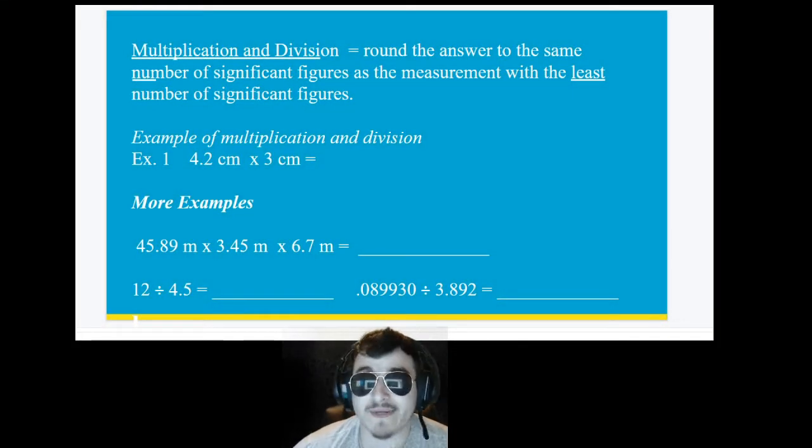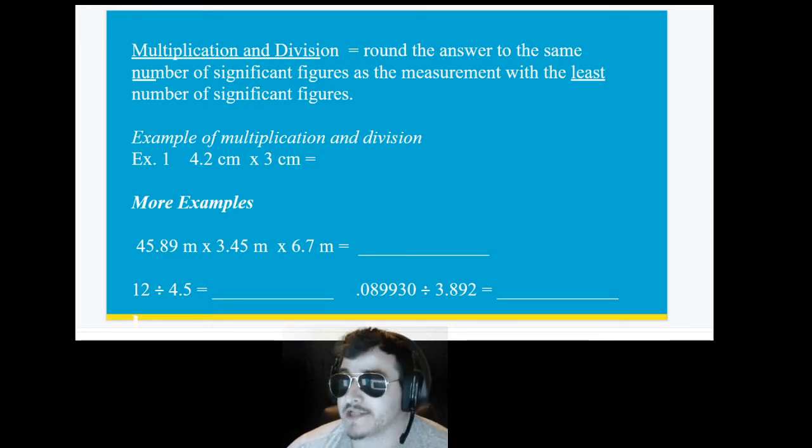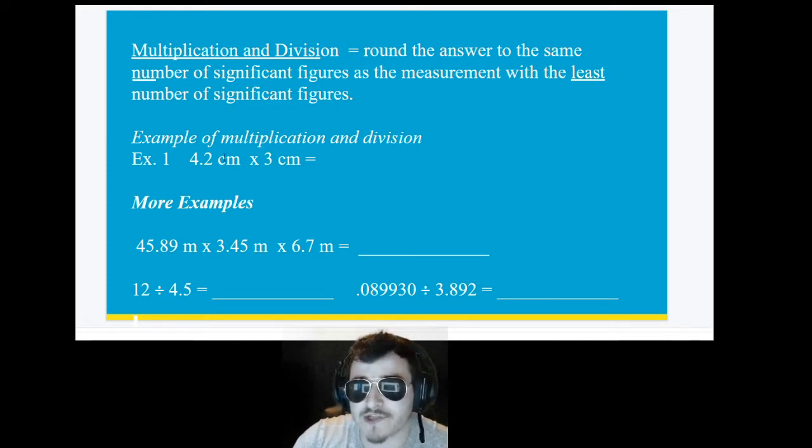Multiplication and division, in my opinion, are even easier because we're not considering decimal places. We're going to round to the least amount of sig figs utilized in the problem, period. So when I look at this problem right here, 4.2 times 3, well, 4.2 has 2 sig figs, 3 has 1 sig fig, which means I'm going to round to one significant figure.